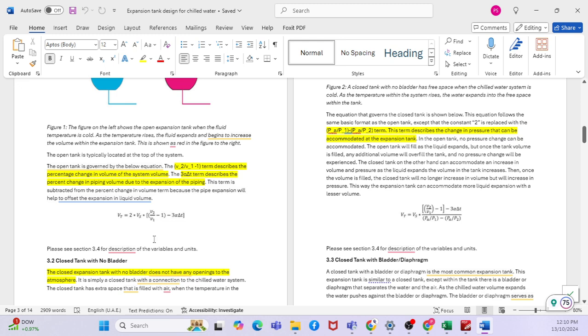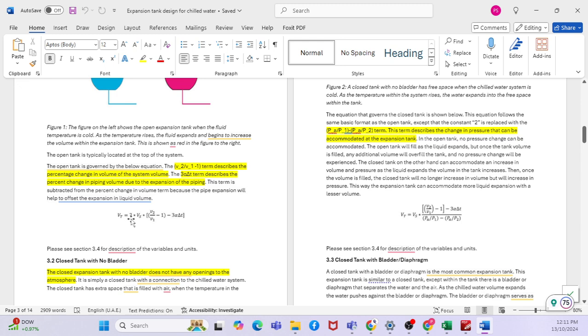So how did this V2 by V1 equation come? And the 3 alpha delta T describes the change in piping volume. There is a piping volume change due to the expansion. So that is the purpose of this equation, right? We are going to see what the system volume change is and what the change in pipe volume is due to expansion. The equation describes based on that.